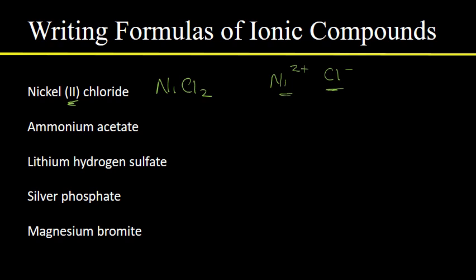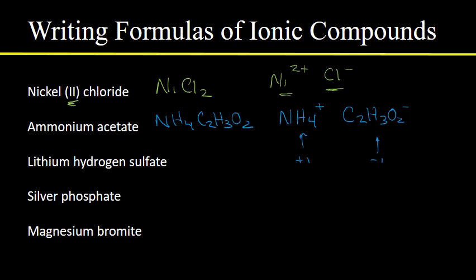Ammonium acetate. Ammonium is a polyatomic cation, NH4+. Acetate, a polyatomic anion, C2H3O2-. And since this one is +1 and this one is -1, we can combine them just as they are. This one's going to look a little bit odd. There's our formula for ammonium acetate.